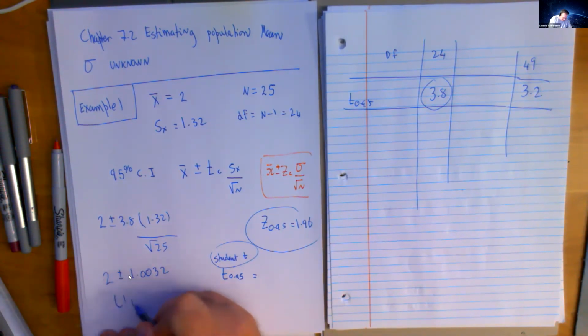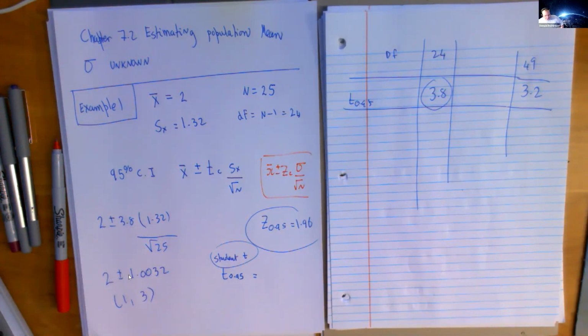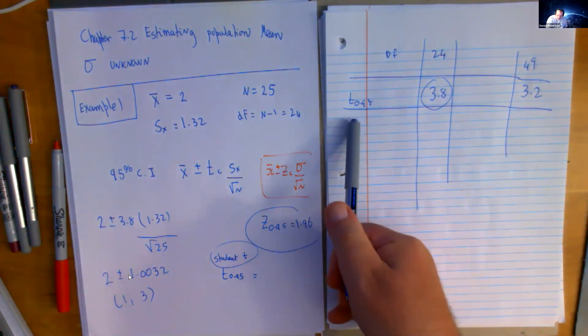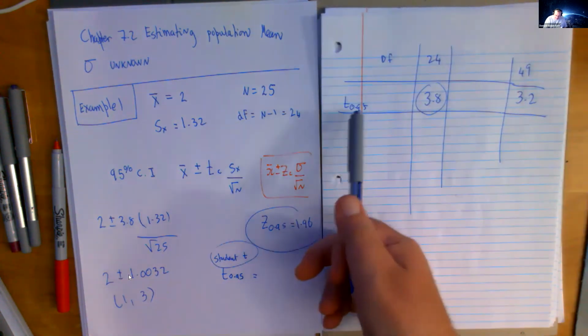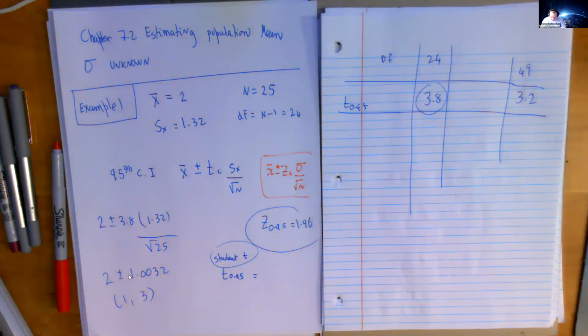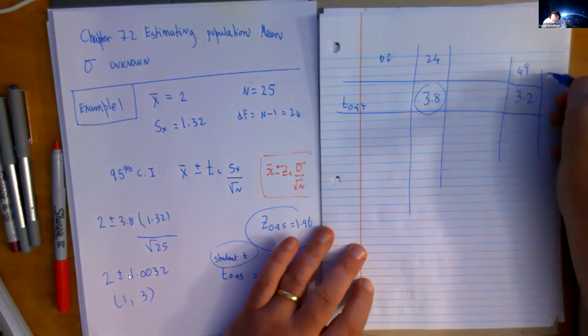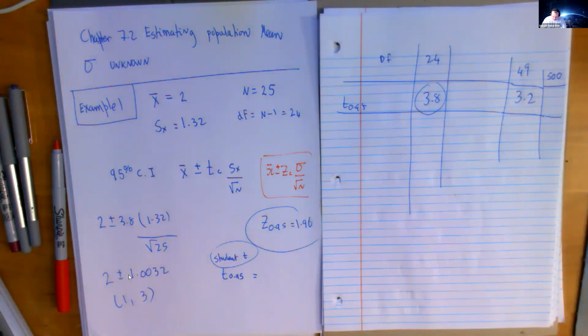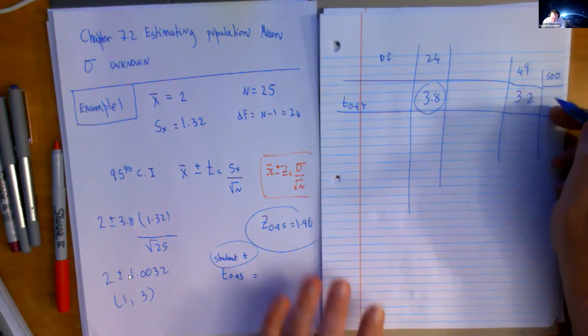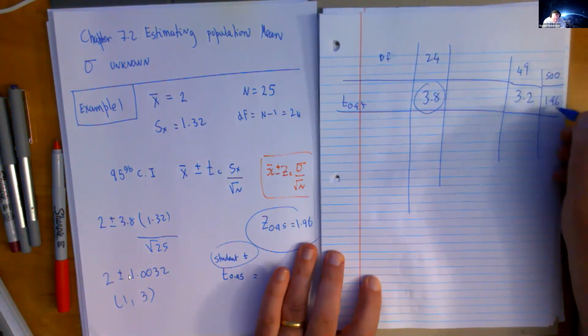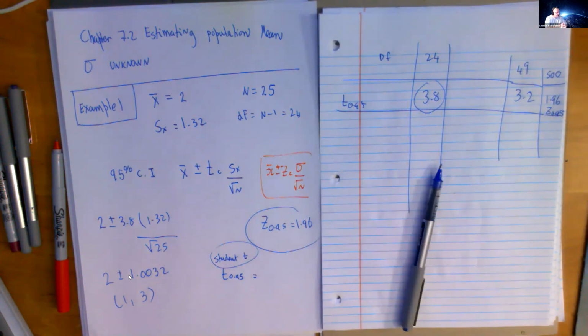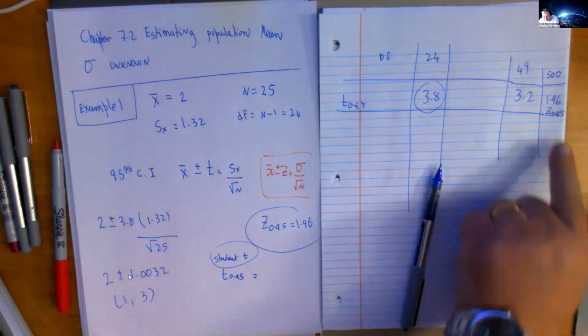So 1 to 3. Now, if you look at this table, the table of the student T distribution, if you get really, really big numbers, like 500, this magic number ends up being the same value as your Z. So eventually the magic T number, as the sample size gets bigger and bigger and bigger, homes in and ends up being the same.